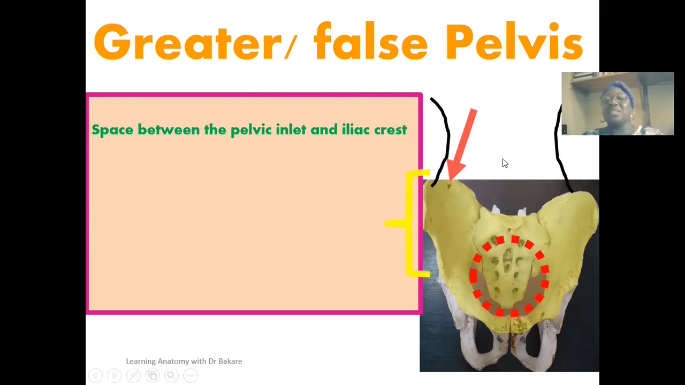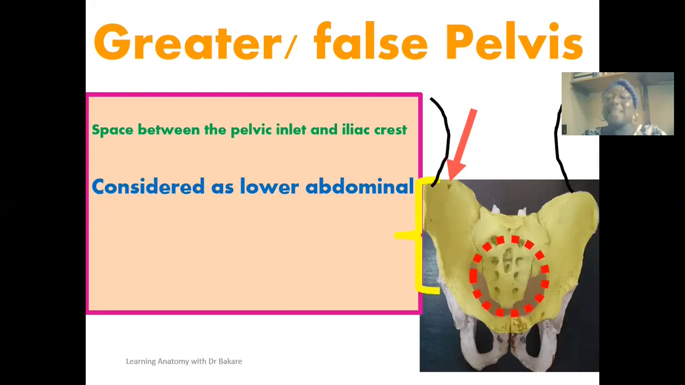So it is this region that is carved out here in yellow, where it is the space that is located between the pelvic brim or the pelvic inlet inferiorly and also the iliac crest superiorly. The greater pelvis is considered as the lower part of the abdominal space. And if you look up here, it is where we have the abdominal cavity. So the greater pelvis is considered as part of the abdominal space, because if you look at this configuration, you see that this region that is carved out here in yellow is positioned at the lower part of the abdominal space. And this region is what is referred to as the greater pelvis.